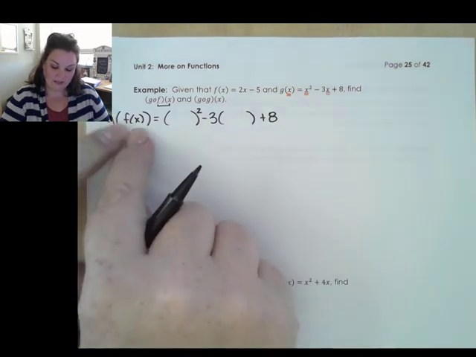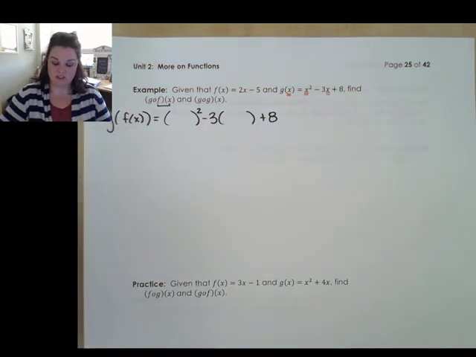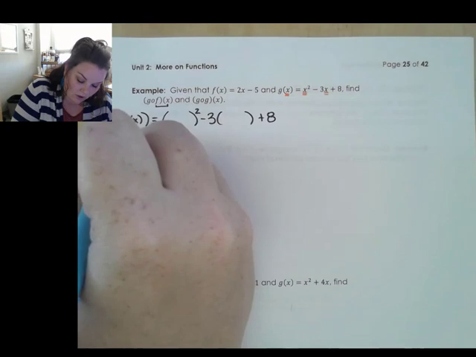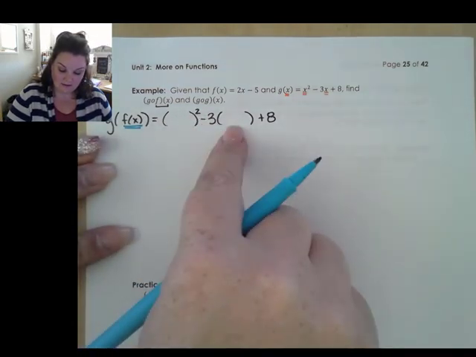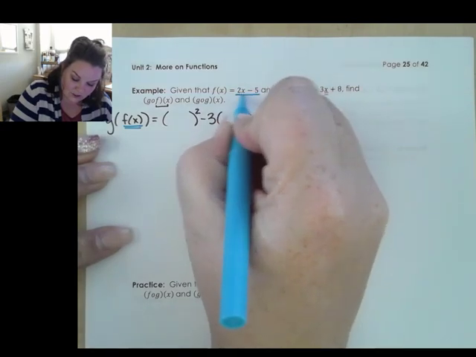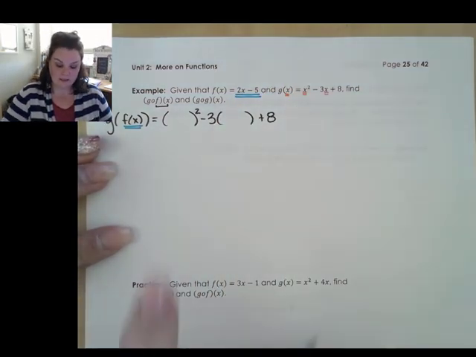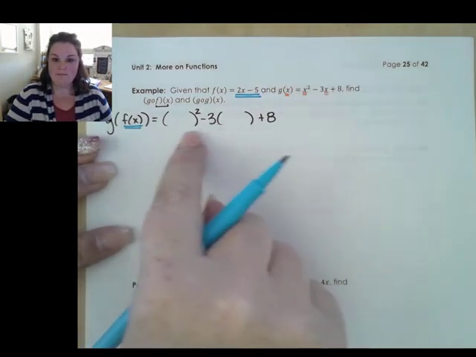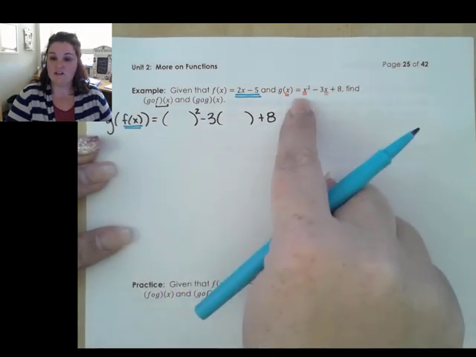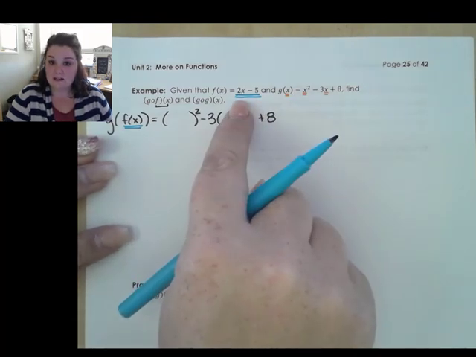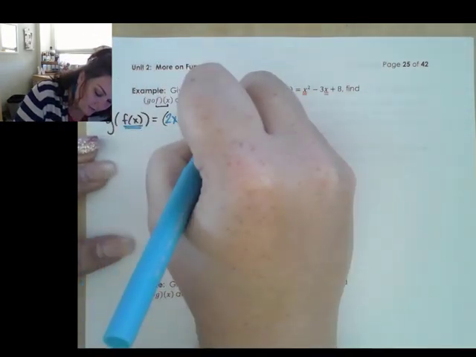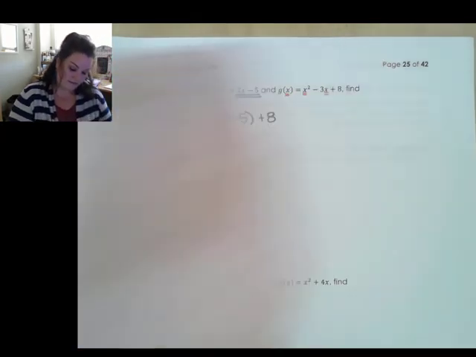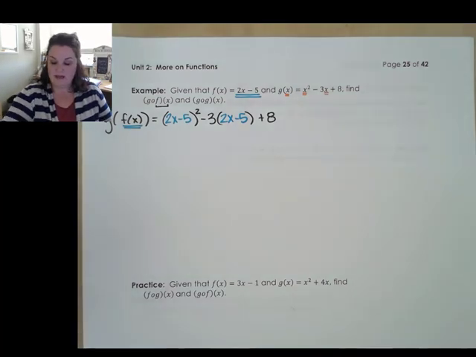So now I have to plug in what my input in this function actually is. So we are inputting our f of x function in. So f of x function is 2x minus 5. So everywhere that I have an open input, or everywhere I have an x in my g function, I'm plugging in that 2x minus 5. So 2x minus 5 goes in here, 2x minus 5 goes in here. And now we just have to go ahead and simplify this mess.